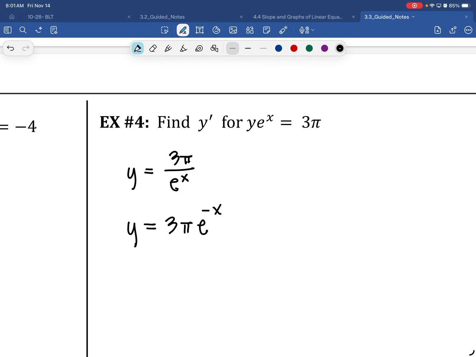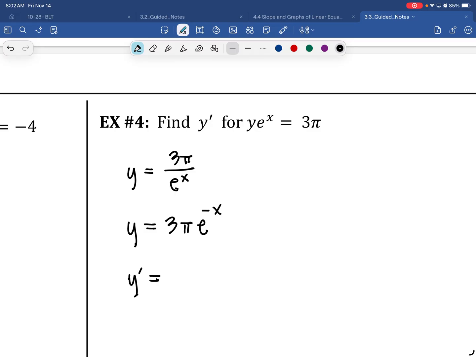Now when I take the derivative, exactly what I'm going to do is write y prime. That is implicit differentiation. The derivative of y is y prime, or you could write dy/dx there if you wanted to. And then the derivative of, this is a product rule, right? The derivative of 3 is 0. I'm not going to write that term. The derivative of pi is 0. I'm not going to write that term.